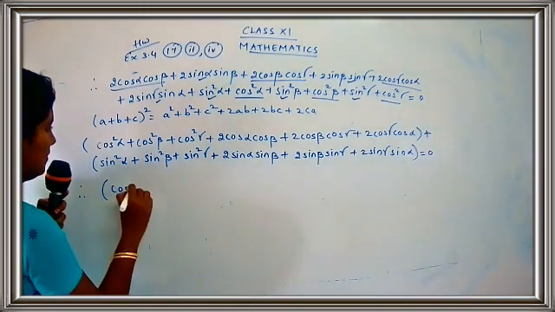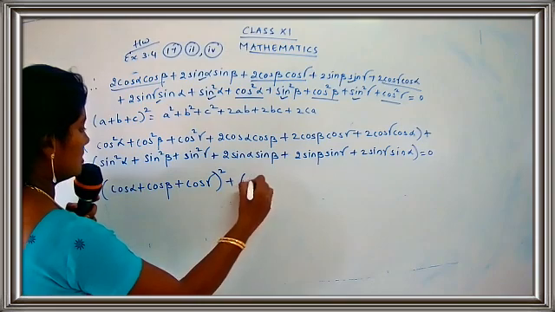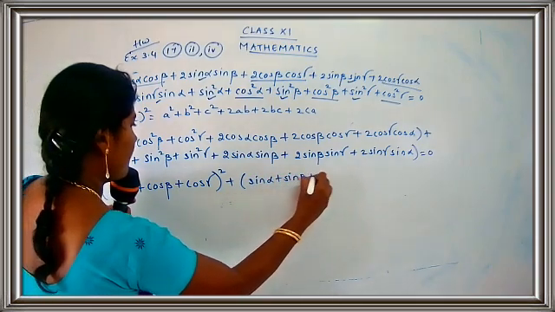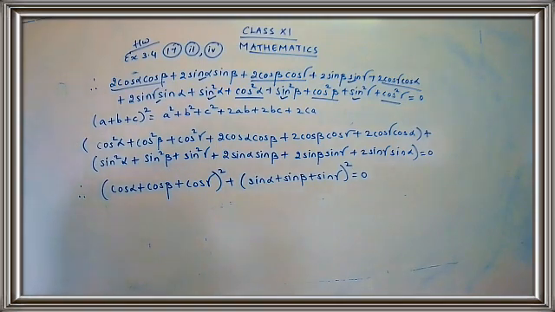Therefore, cos alpha plus cos beta plus cos gamma the whole square plus sin alpha plus sin beta plus sin gamma the whole square is equal to 0.